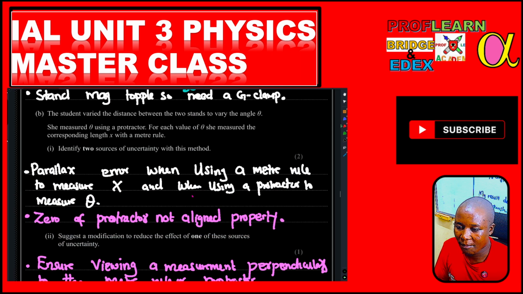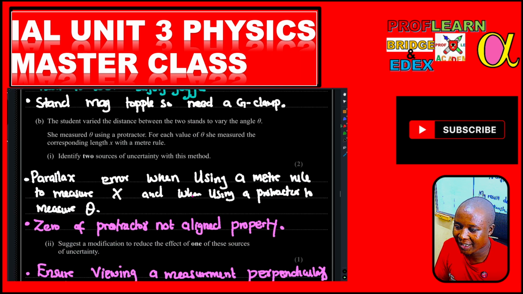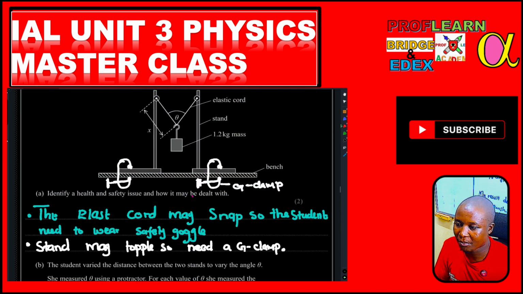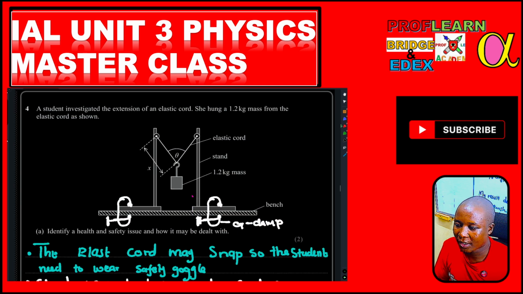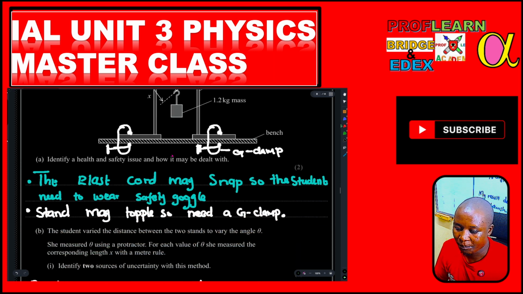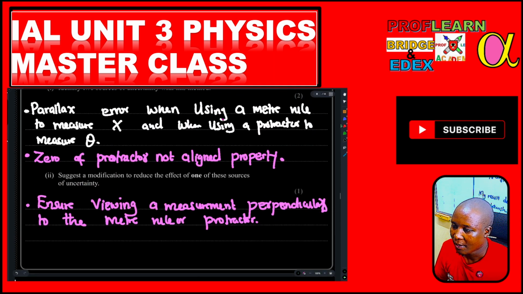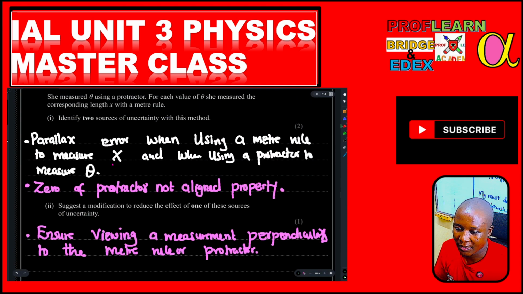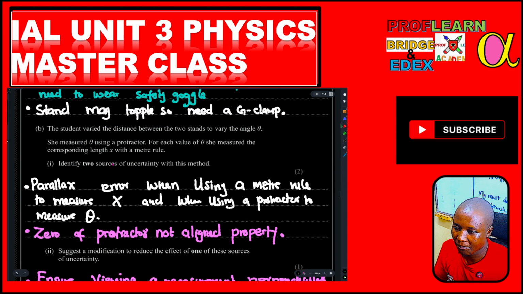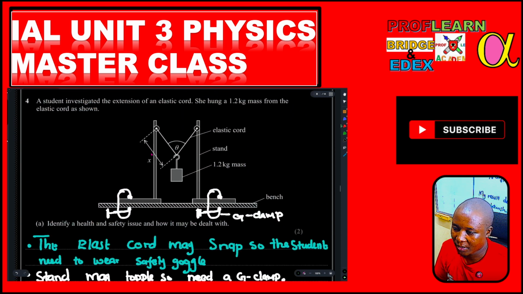Let's talk of identifying two sources of uncertainty and errors in this experiment. Remember, whenever you are measuring the angle between here, it will be a bit difficult because there will be introduction of parallax error in the process of measuring that angle. So we can talk of parallax error when using a meter rule to measure the distance x, because you see there will be some measurement of some distance x here.